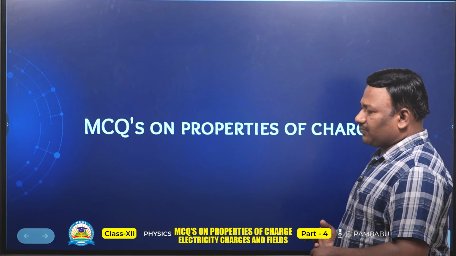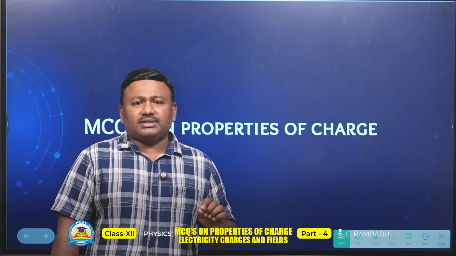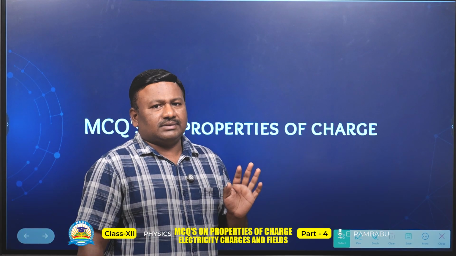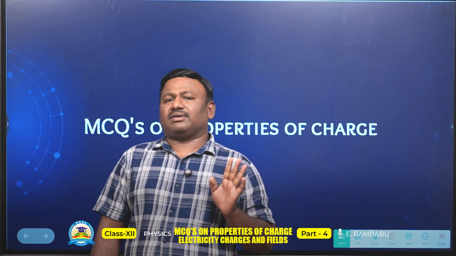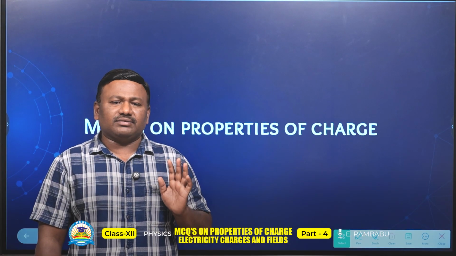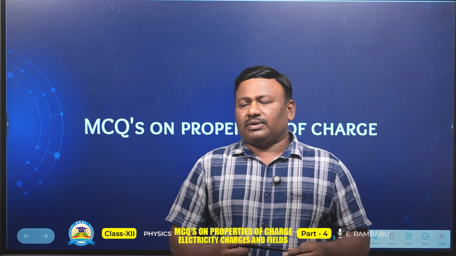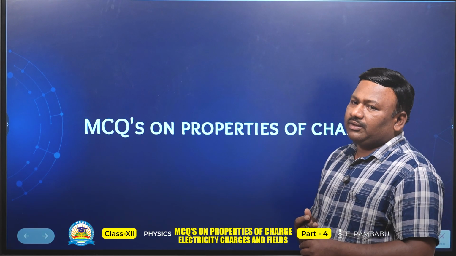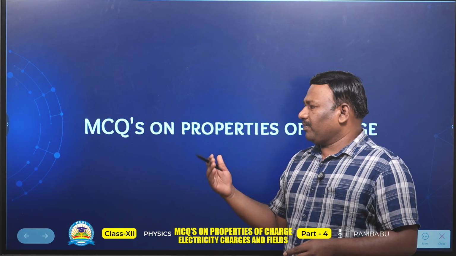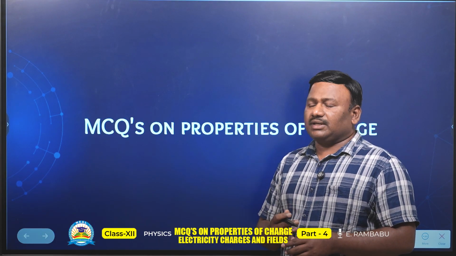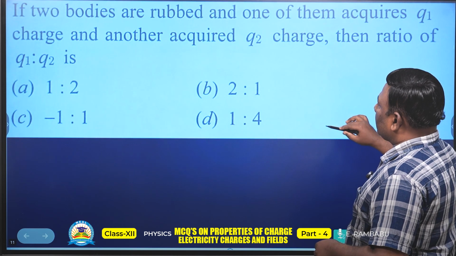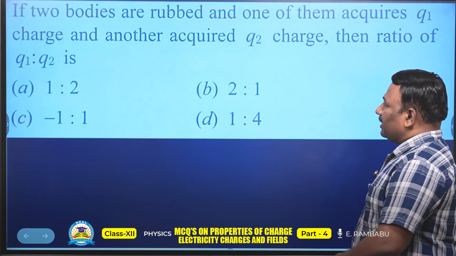Coming to the properties of electric charge, there are three properties. What are those three properties? The first property is that charge is quantized, charge is conserved, and charge is additive. Depending on those, we have to take some problems, and here we are also going to do problems related to the charging methods. Correct? So let's see the MCQs related to methods of charging and properties of electric charge.